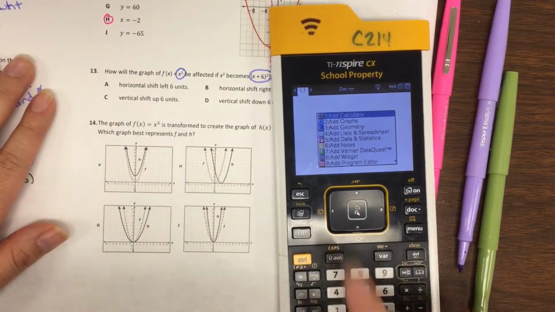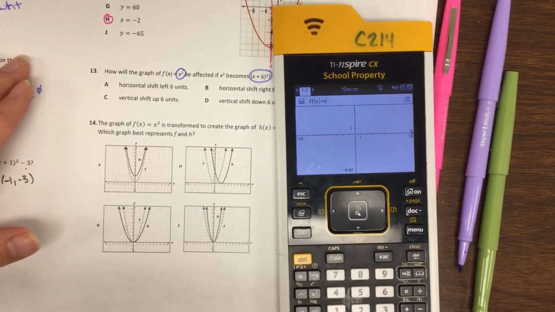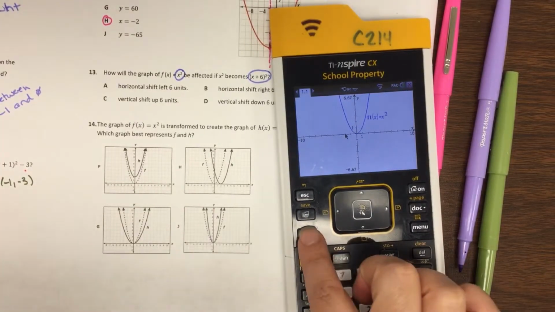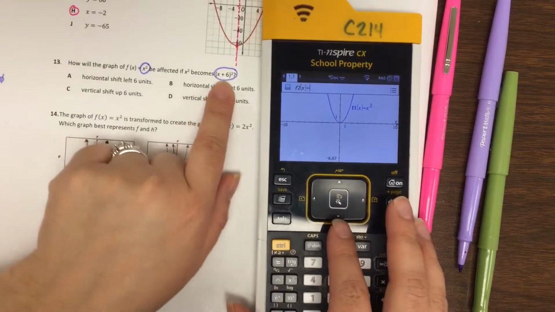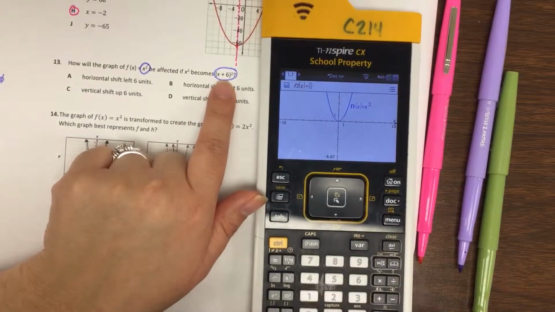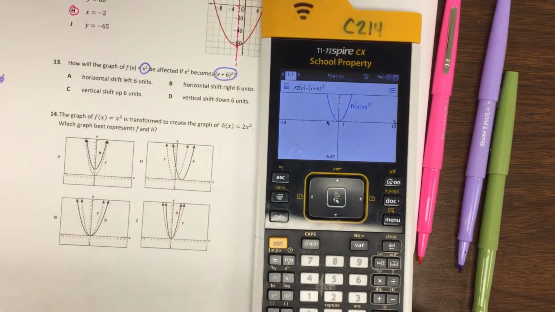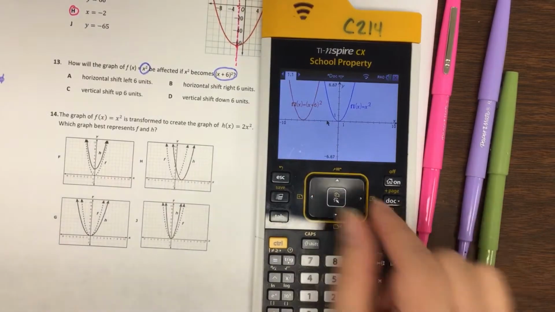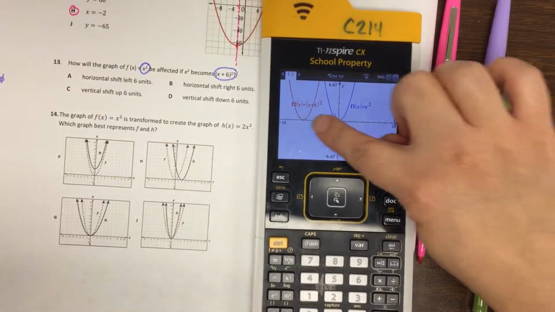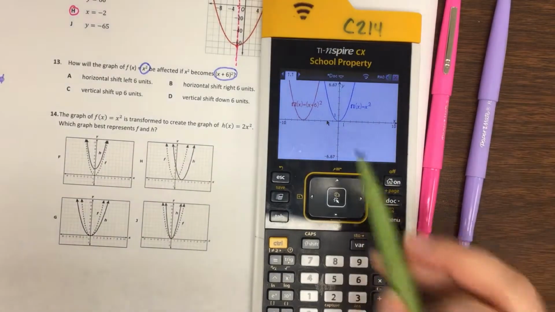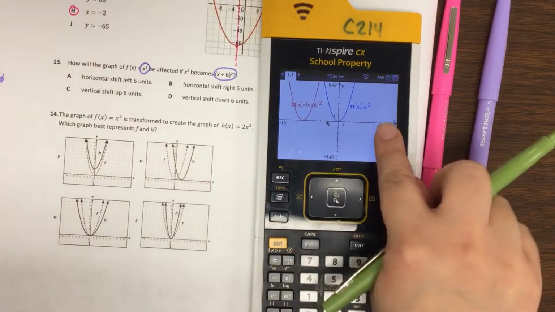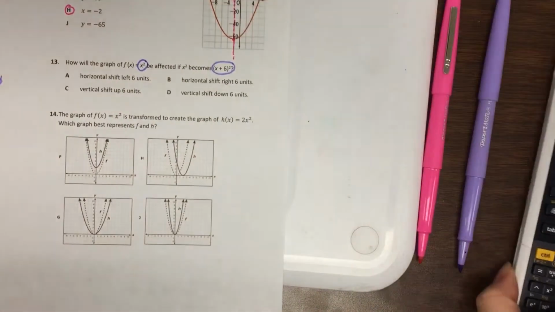So I'm going to start off with entering the first equation, that x squared, that quadratic parent function. And then I'm going to do tab, and then I'm going to type what it became, including those parentheses. So the original is blue, the new one is red. So here it looks like it just shifted to the left. And if we were to go through and count, it would be 1, 2, 3, 4, 5, 6 units. Went to the left 6 units, which makes sense.